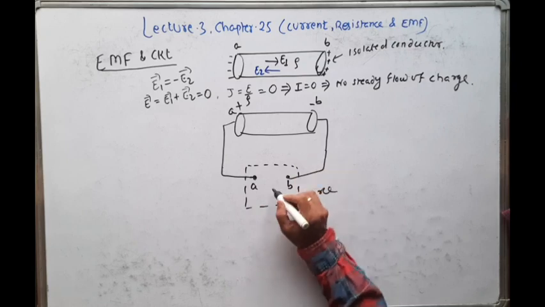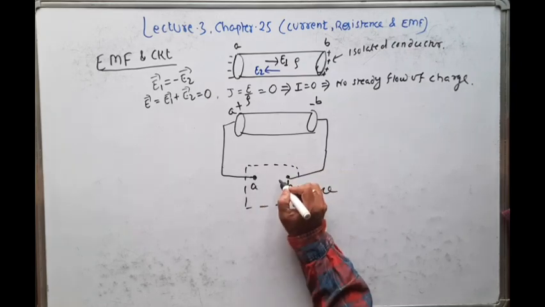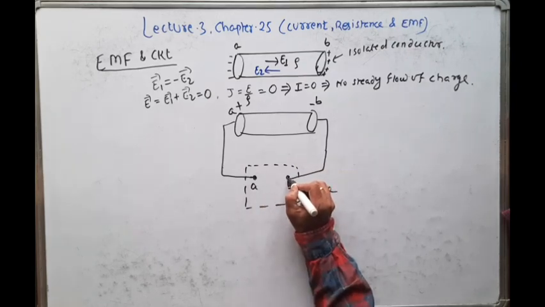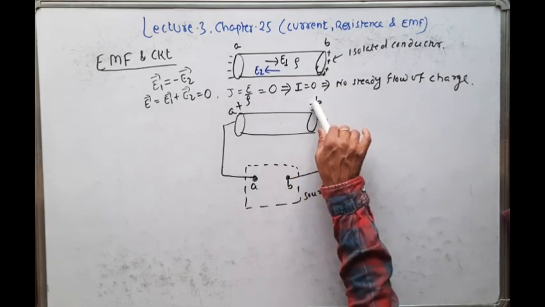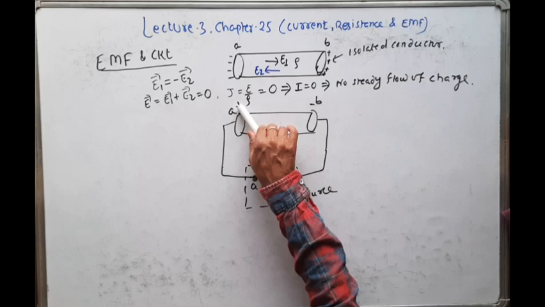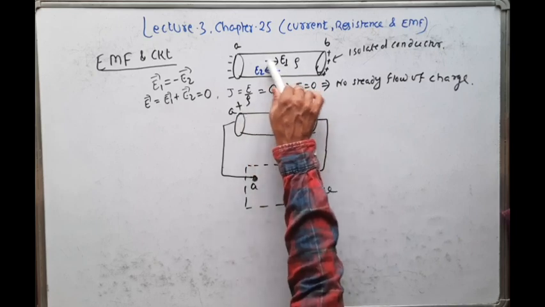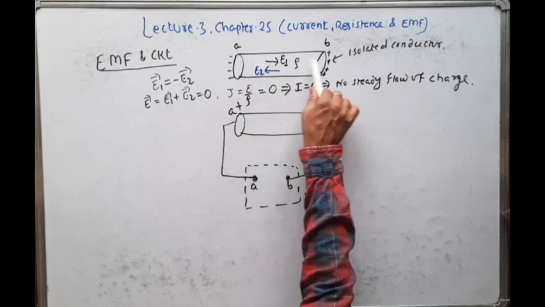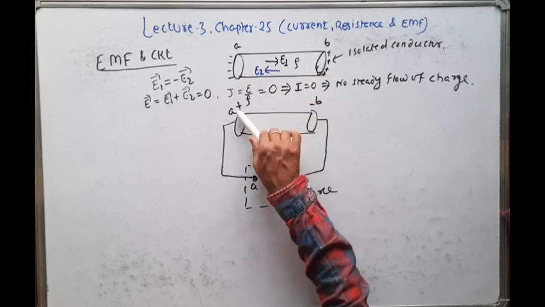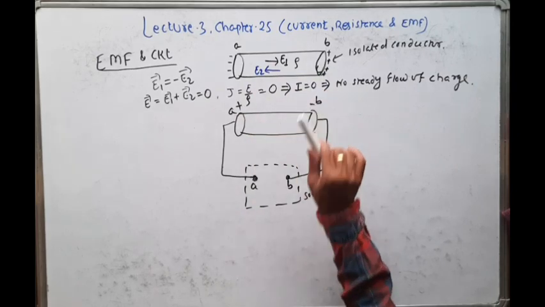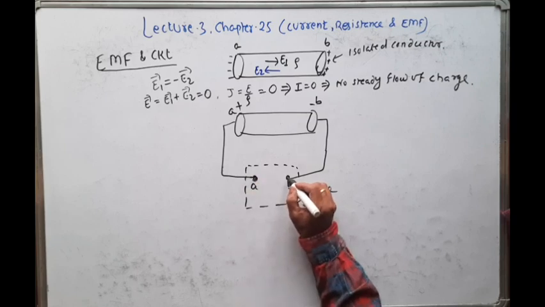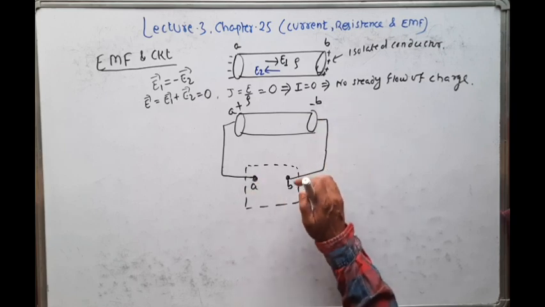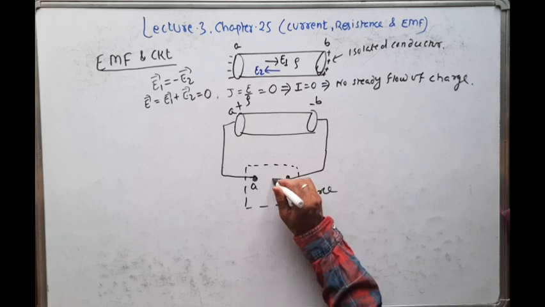That means this source must send the charge from lower potential to higher potential. You see, this is the lower potential, this is negative side, this is positive side, because we have applied the electric field along this direction, A to B. That means A is positive potential, B is negative potential. So this source must extract the charge from this B end and send this charge to which side?